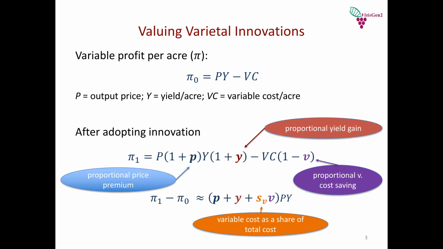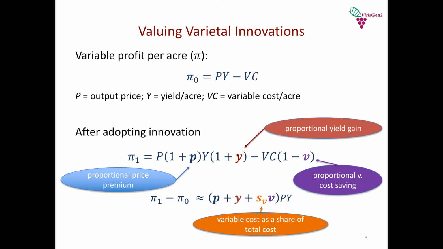And so we can think about the change in profit as being equal to the difference between those two. And that comes out quite neatly as a proportional gain times gross revenue per acre. So the proportional gain is the proportional price premium plus the proportional yield gain plus the proportional saving in variable costs weighted by variable costs as a share of total costs.